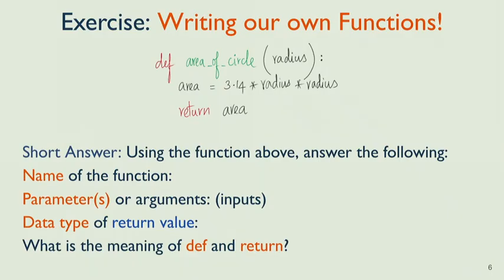Area of circle. It's right here, okay? Remember, when we tell Python, here is the name, we want the name to be area of circle. Great. What are the parameters to this function? What's the name of the parameter? Radius. Yes, radius. It's whatever is inside these parentheses, right?